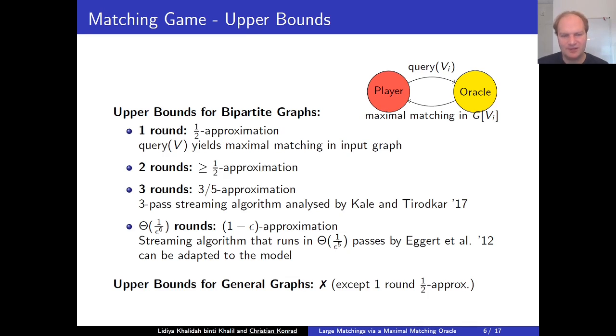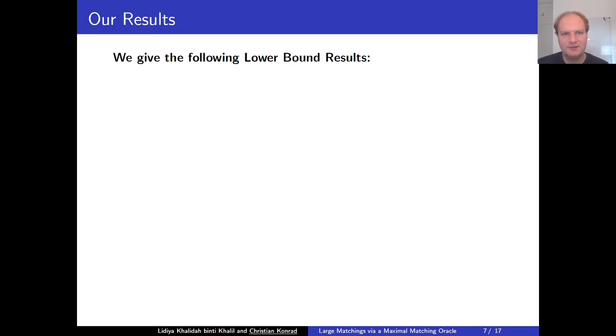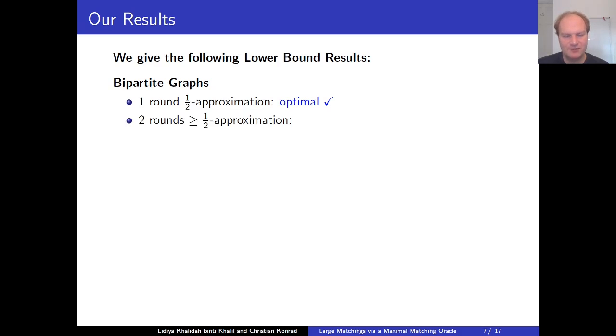Now let's put our lower bounds in perspective to these upper bounds. We give the following lower bound results. Regarding the 1-round 1/2 approximation, we show that this is optimal, and this is also not very surprising. For 2 rounds, we know that an approximation factor of at least 1/2 can be achieved, and we show that in fact 1/2 is best possible. That is, a second round doesn't help us to improve on 1/2. For 3 rounds, a 3/5 approximation is known, and we prove that this is in fact optimal. 3/5 is the right answer for 3 rounds, and this is our main result and the most technical result of this paper.